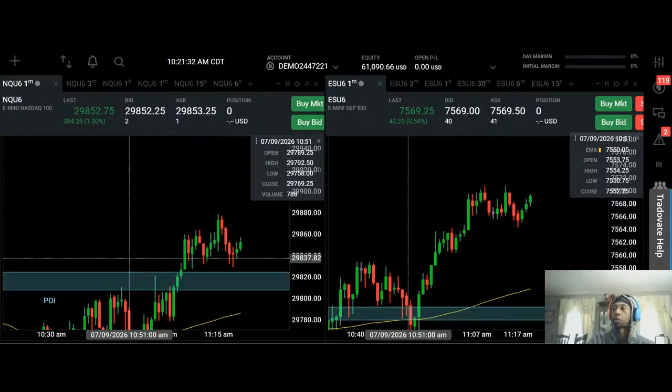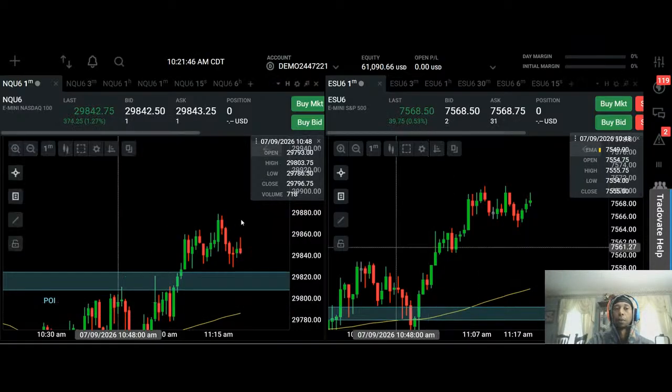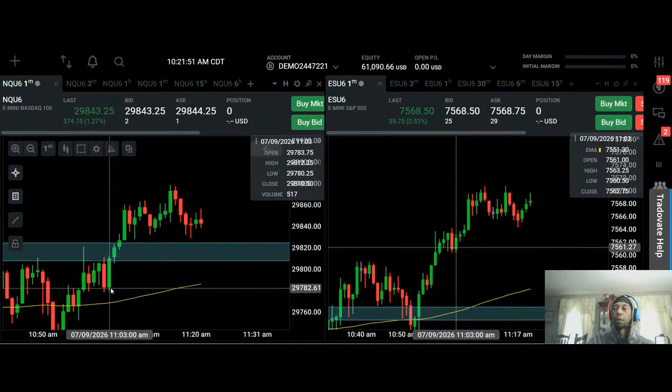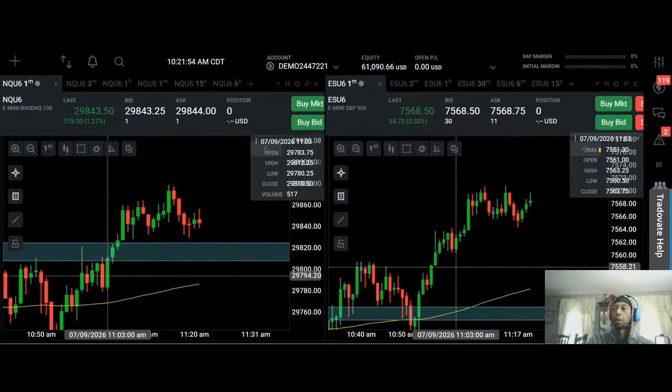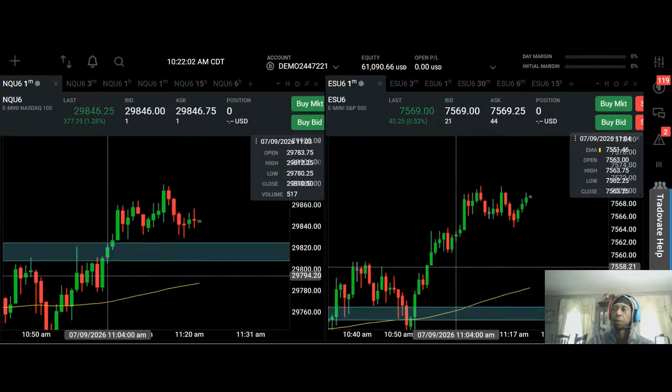I'm long two contracts as of right this second. Stop losses below the 11:02 candle, right down here. That risk is about maybe 275 for me. Yeah, I'll risk 275 to make 800.